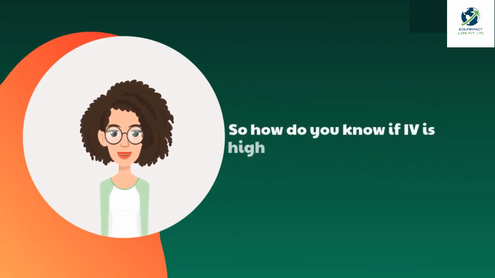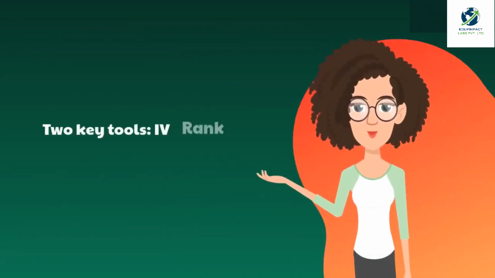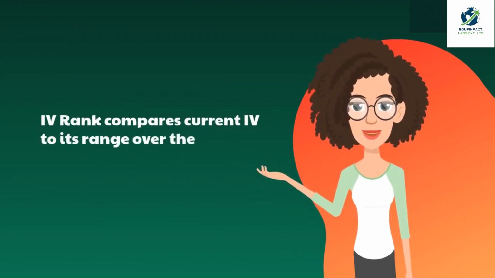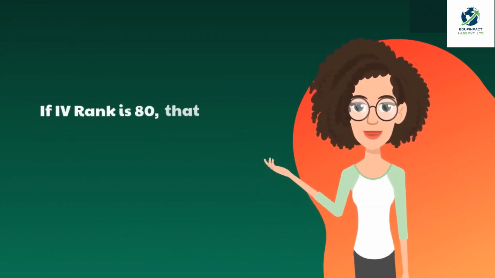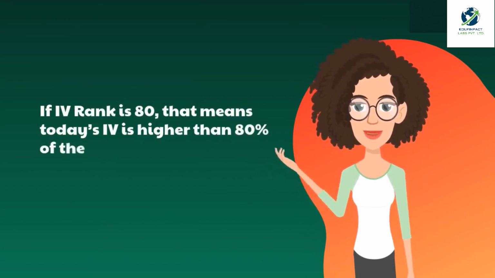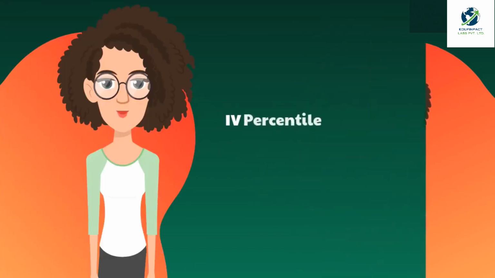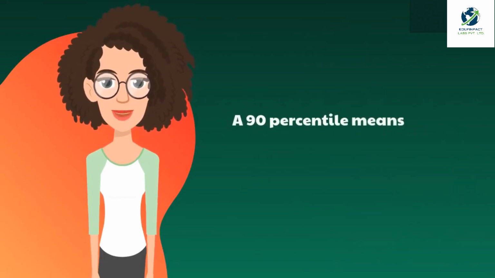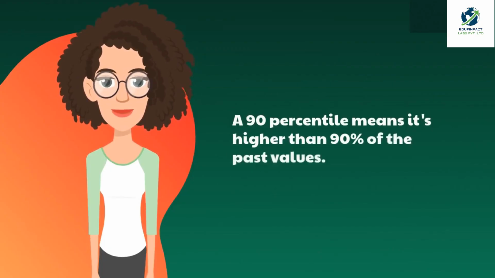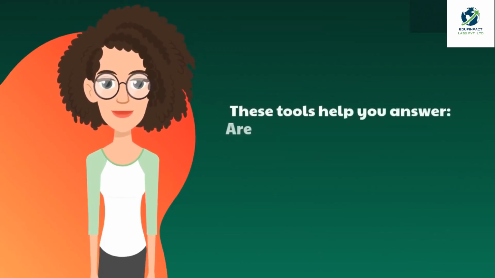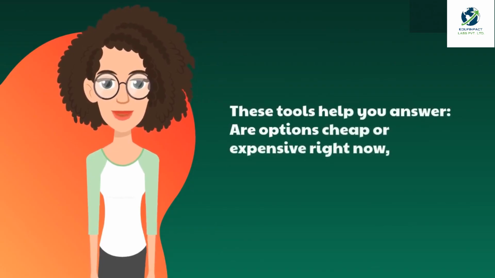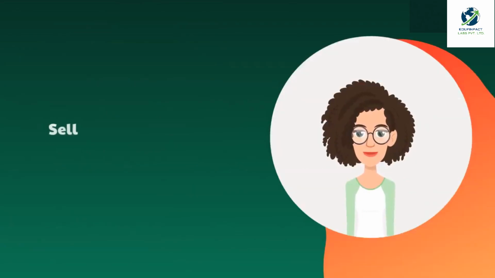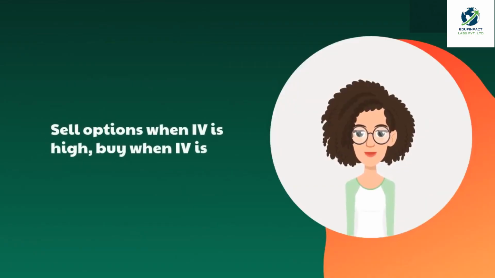So how do you know if IV is high or low? Two key tools, IV rank and IV percentile. IV rank compares current IV to its range over the past year. If IV rank is 80, that means today's IV is higher than 80% of the readings from the past 12 months. IV percentile tells you how often IV has been below the current level. A 90 percentile means it's higher than 90% of the past values. These tools help you answer: are options cheap or expensive right now, compared to history? Smart traders use these metrics to time their trades. Sell options when IV is high, buy when IV is low.